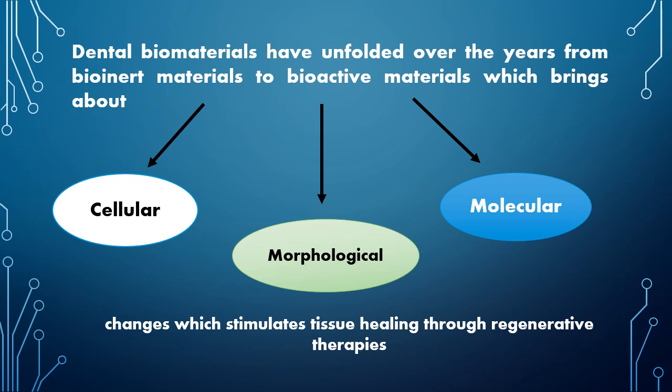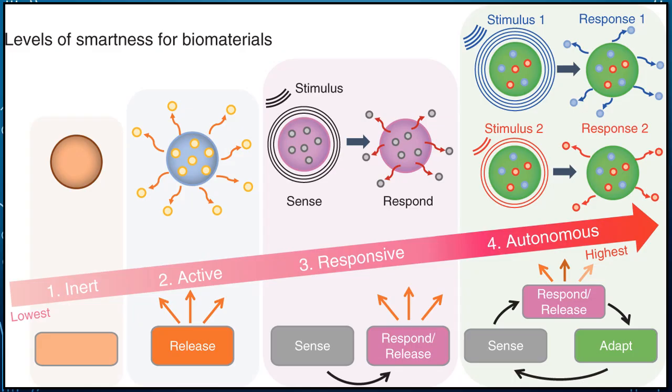Dental biomaterials have unfolded over the years from bio-inert materials to bioactive materials, which bring about cellular, morphological and molecular changes that stimulate tissue healing through regenerative therapy. The level of smartness of biomaterials can be classified as inert, which is considered the lowest, then active, which releases some active components into the environment, and a responsive type, which is able to sense the environment and respond accordingly. And then you have the autonomous type, which is able to adapt to the environment and, depending upon the stimulus, respond in a different way.